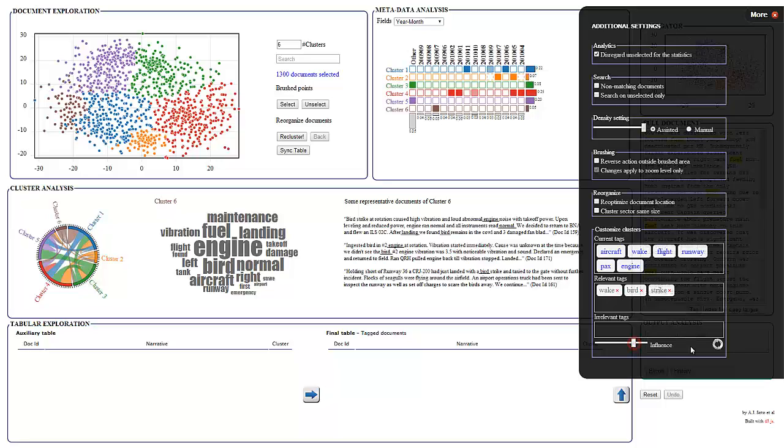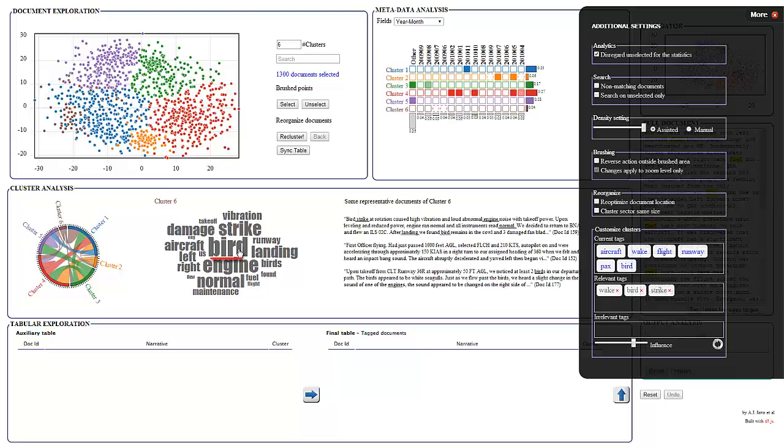We can increase the influence a bit more so that cluster 6 gets more selective to bird strike incidents. We can confirm this by looking at the documents in cluster 6 with the word bird in context.